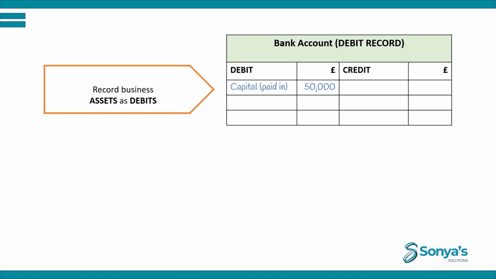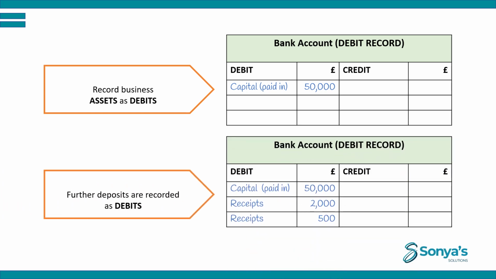When the business receives money, it continues to record receipts on the debit side, adding to the account balance. We can calculate the balance on the account, that's the total amount held at the bank, by adding up all of the deposits, the debit entries. The revised bank balance is £52,500.